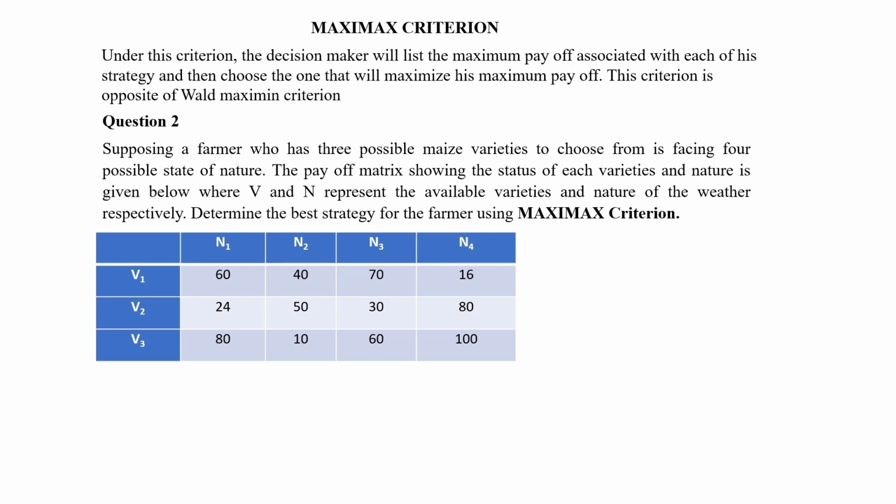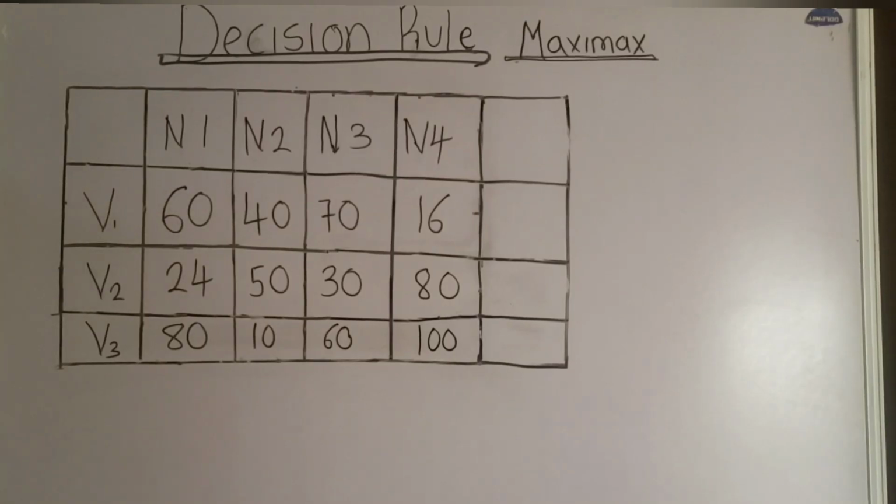However, I want you to note one thing, that we might not get the same answer as we have in Maximin Criterion. This is because the outcome depends on the course of action that the farmer takes. The outcome depends on the criterion which the farmer used. Now in this case, we are using the Maximax Criterion, so don't be surprised if we didn't have the same answer. Let's start by listing the maximum payoff associated with the strategy of the farmer.